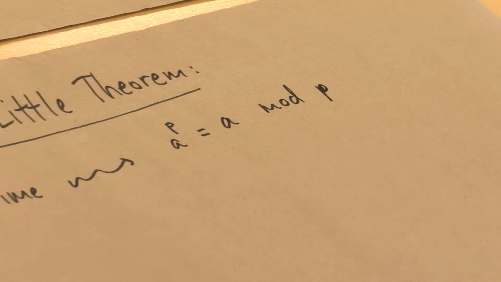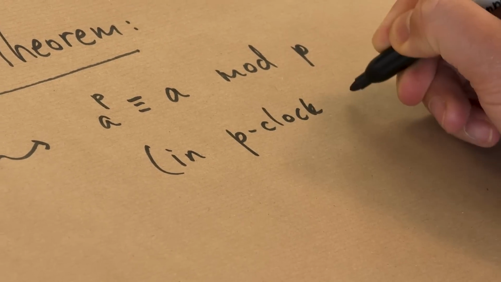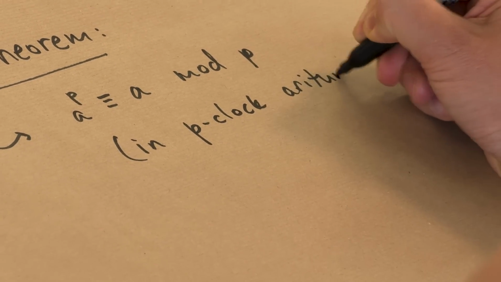So mod p here just means in p clock arithmetic. We can pick out many examples. Give me your favorite prime. Oh, I mean, 7. 7 is acceptable, right? Okay. Give me a number less than 7. Okay, 4. So the claim here is that we have to know what 4 to the 7th is. Oh, 4 to the power of 7. 4 to the power of 7, right?